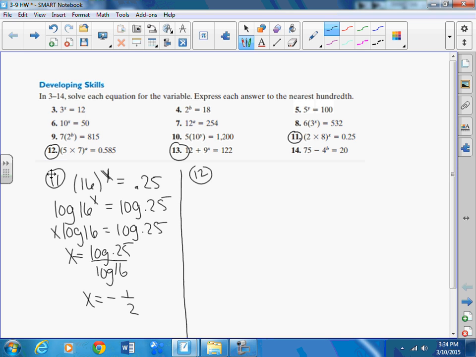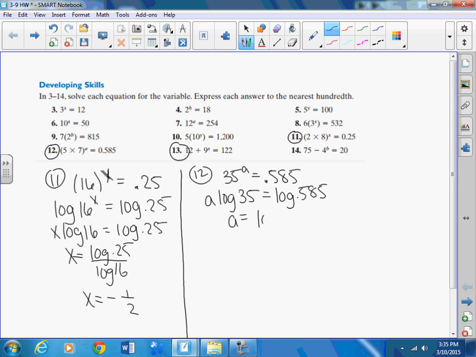12, we can do the exact same thing. We can simplify what's in our parentheses. So that's really 35, because 5 times 7 is 35, to the a power is equal to 0.585. Now we can take the log. I'm going to combine steps because I know that when I take the log, I'm going to be able to pop my exponent out. So a times the log of 35 is going to equal the log of 0.585.